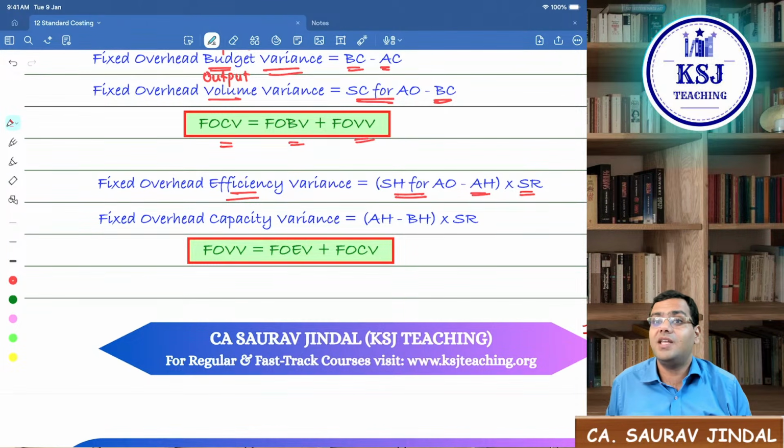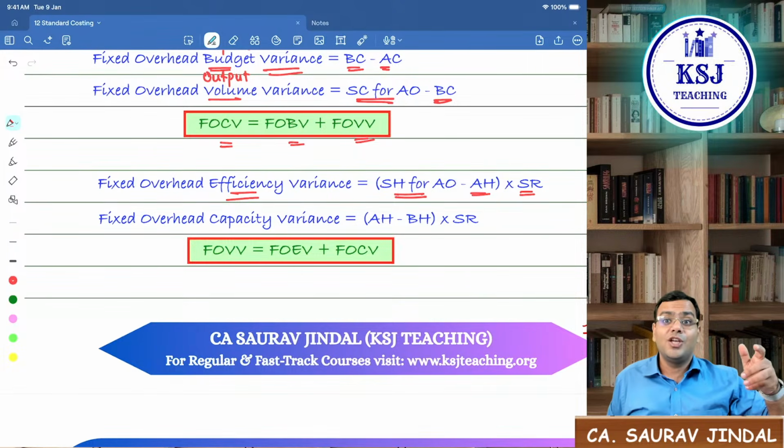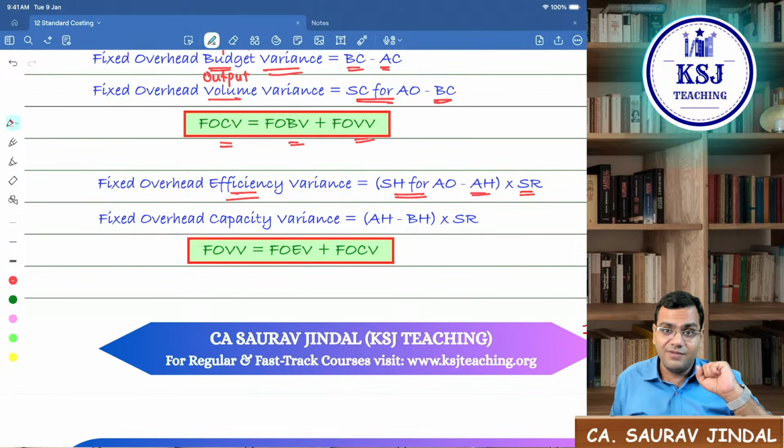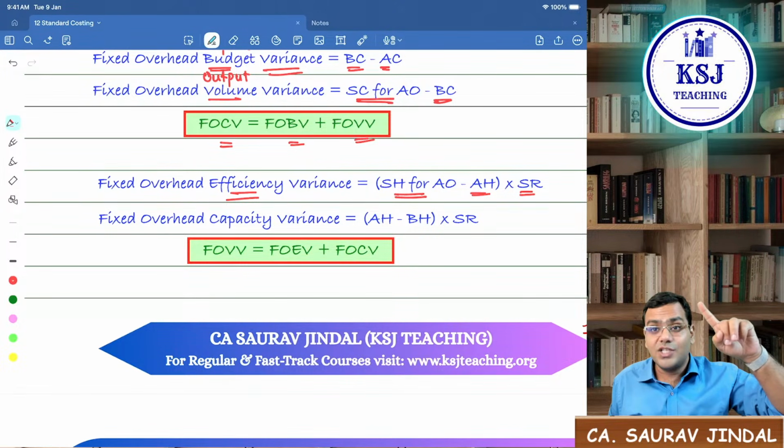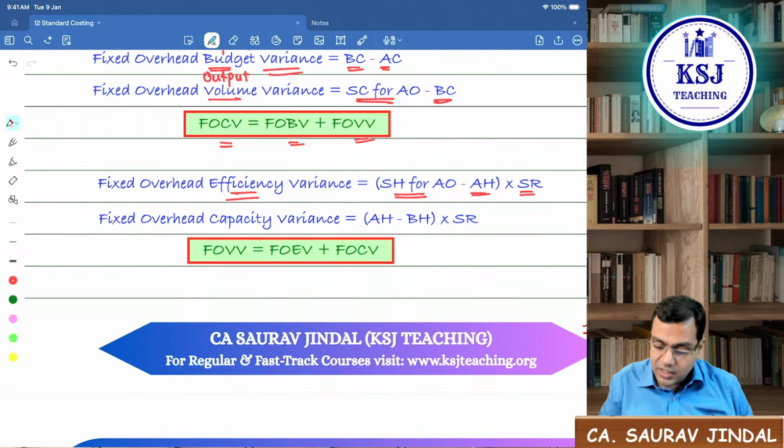Now capacity variance is what? The capacity variance is you have underestimated or overestimated the capacity. What is the budgeted hours? You thought that the worker will work for 5 hours only. He actually worked for 8 hours. Now what is good? Actual hours. Having more of actual hours is good here. So we keep actual hours minus budgeted hours into standard rate.